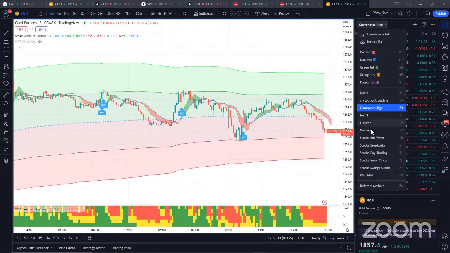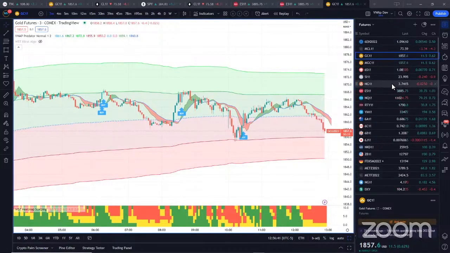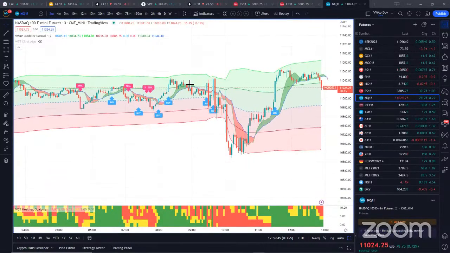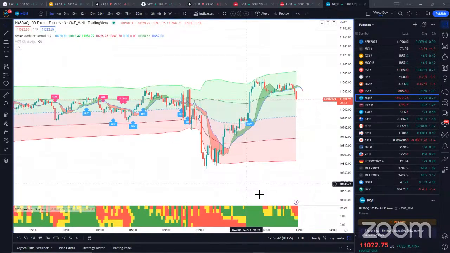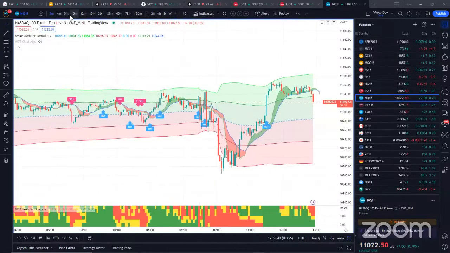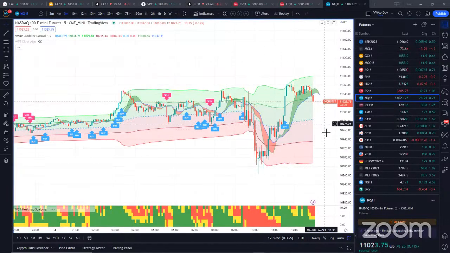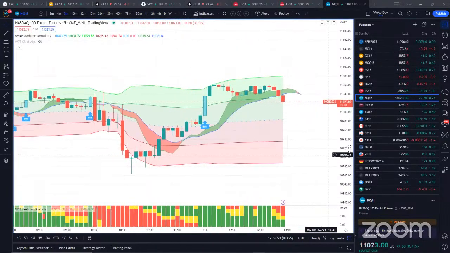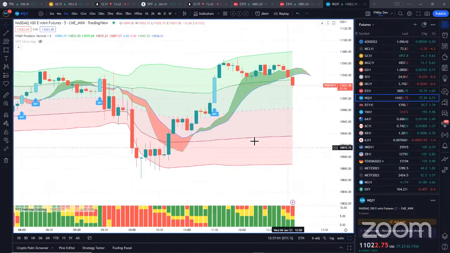Let's go to futures. Let's go to NASDAQ. I don't like trading NASDAQ personally. This is the 3 minute. Let's go a little bit higher than that. We need 5 minute, really. Well, it's not a bad trade. NASDAQ is something I never like to trade very often, honestly.